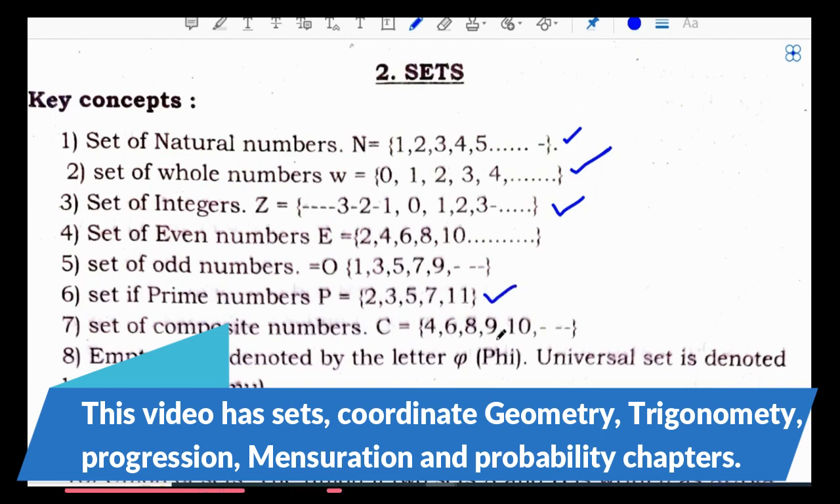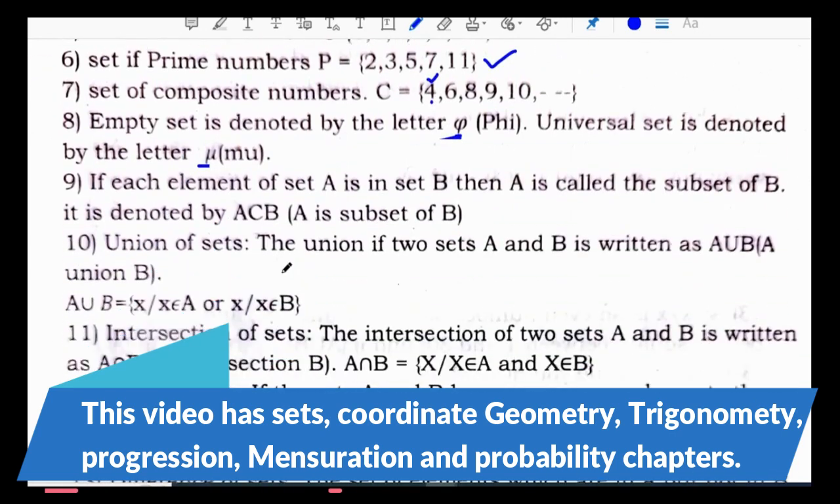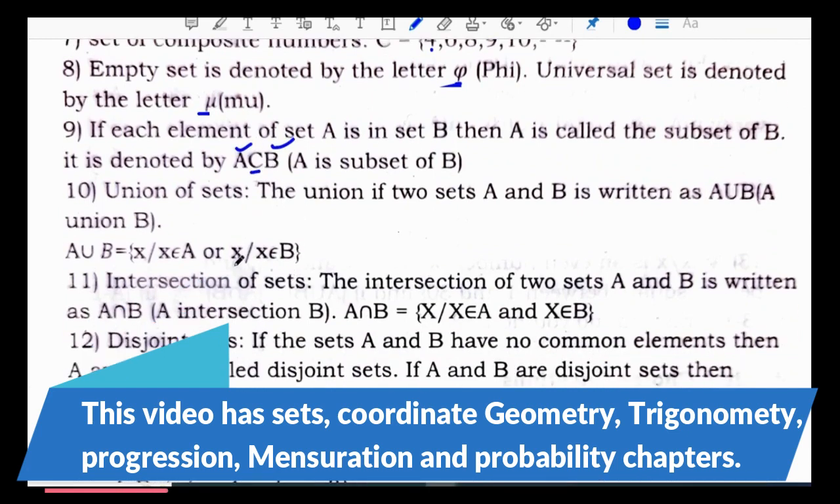Composite numbers: 4, 6, 8, 9, 10. So these are all the composite numbers. Composite numbers start with 4. Remember this, students. So φ means empty set. μ means universal set. We all know subset. Subset means the elements which are there in B should also be there in A.